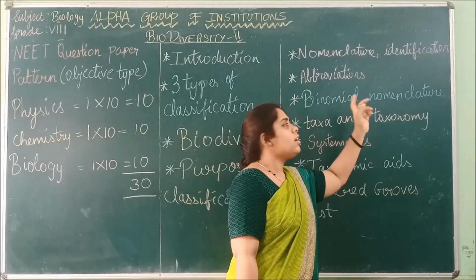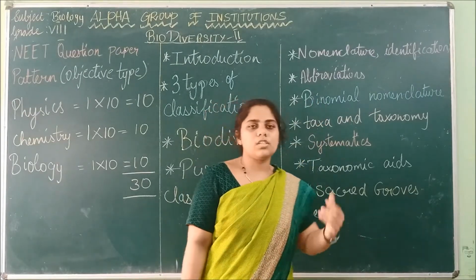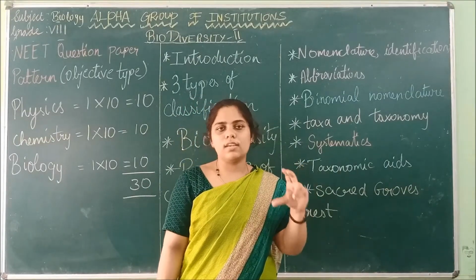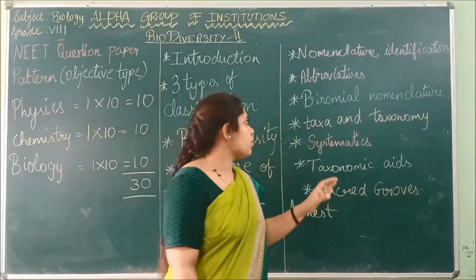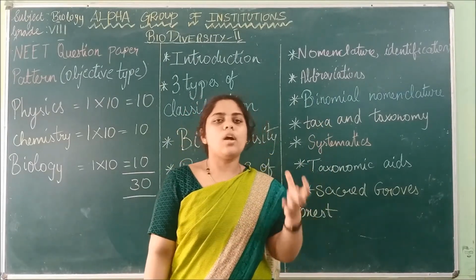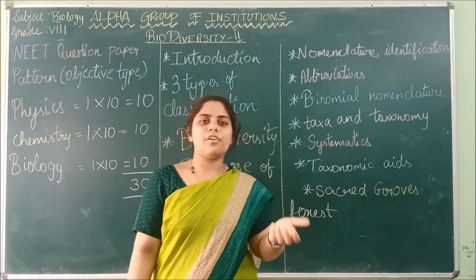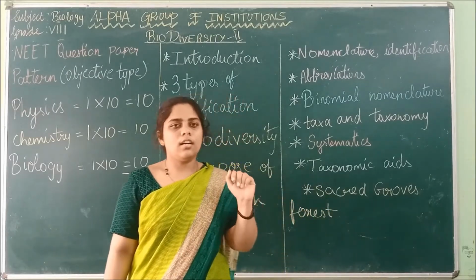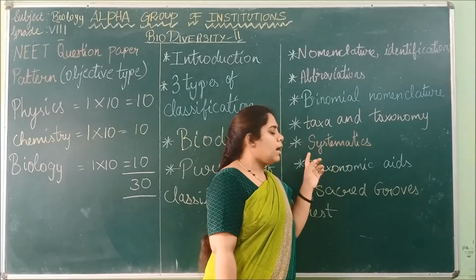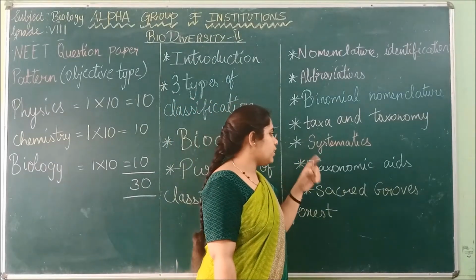And nomenclature, you should know what is nomenclature, you should know what is identification and all the abbreviations, that is ICBN, ICZN and the additional abbreviations that are given in the box. So all these things you should learn. And you should know what is a binomial nomenclature, what are the components of binomial nomenclature, and the binomial of mango, Mangifera indica, that also you should be ready to write if it is asked. And about taxa and taxonomy, about systematics, what is systematics, from which word it is derived, so that also you should be ready to write.